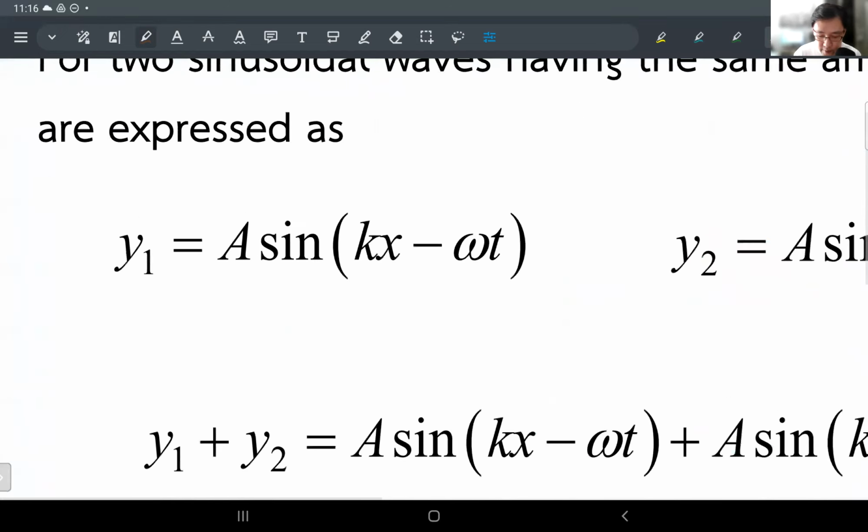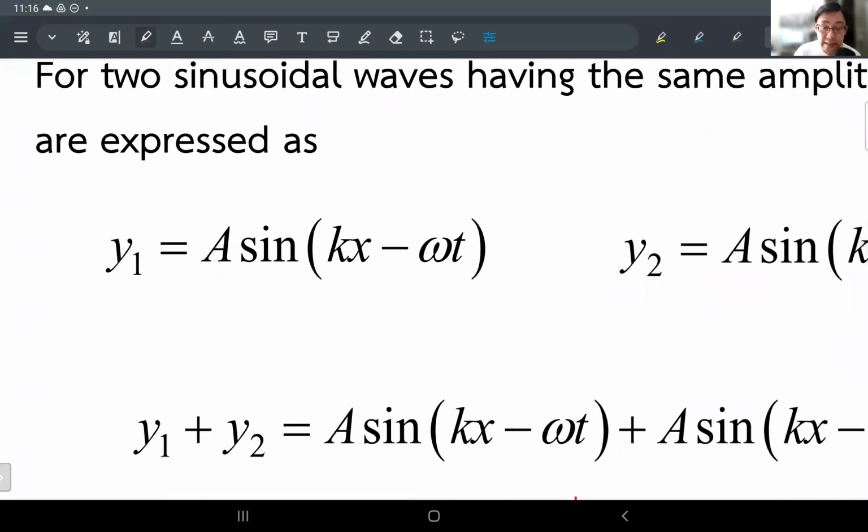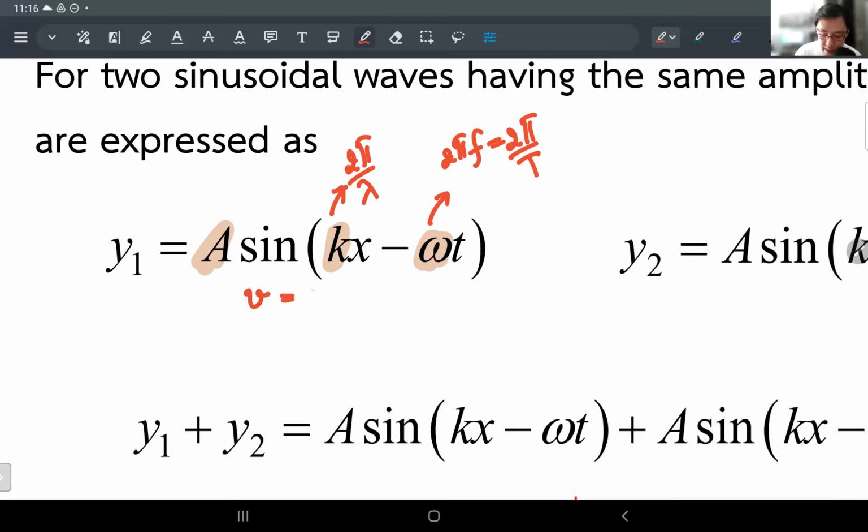Quick review. Remember this? Yes, amplitude A, wave number K, angular frequency omega, and just a quick reminder, K is 2 pi over lambda. So from the K, you get to the wavelength of the wave. The omega is 2 pi f or 2 pi over period. So knowing the omega, you know the frequency of the wave, you know the period of the wave. Once you know the K, once you know the omega, you know the velocity of the wave to be f lambda.